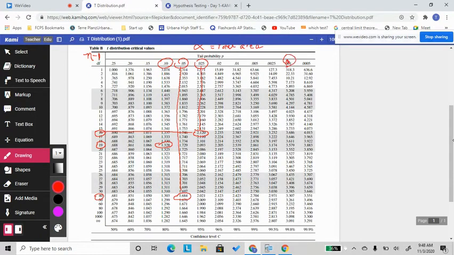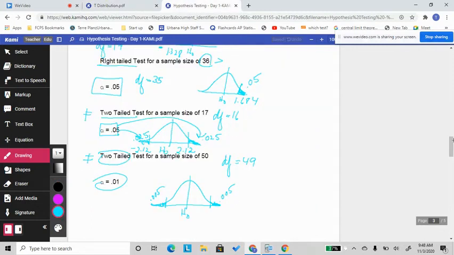And we go, where am I? Right here. 0.5% here. And it was 49, so we're just going to use 50 right here. So 0.5%, 2.678, 0.5%. So 2.678, 2.678.